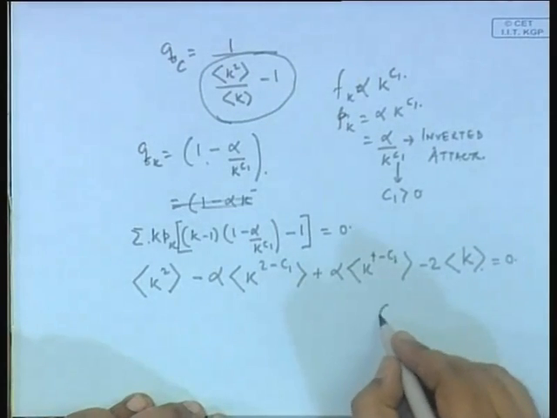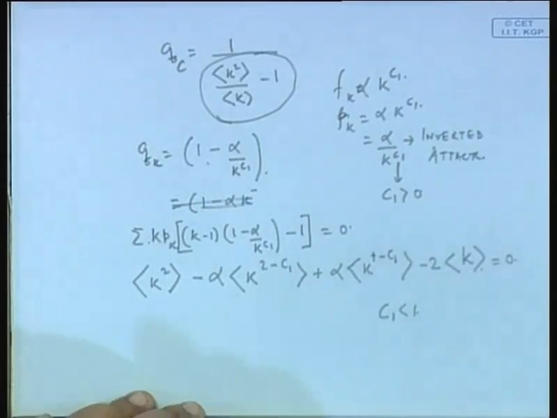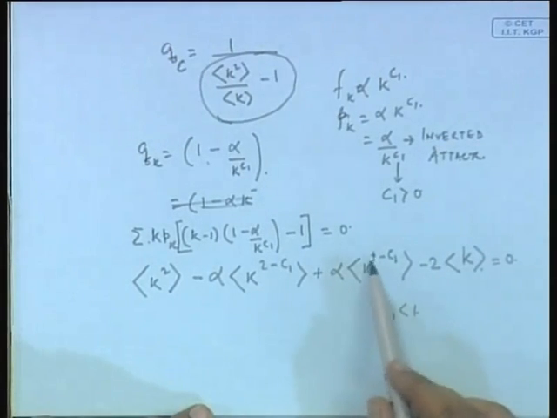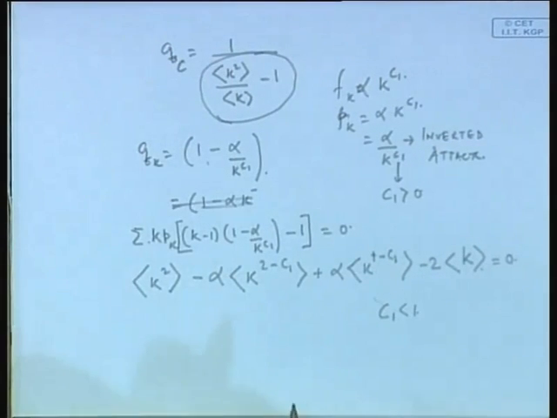So, actually as long as C 1 is less than 1, this equation behaves in a good way, but if C 1 becomes greater than 1, it does not behave very good. Okay. If C 1 becomes greater than 1, there will be a negative exponent here, and this equation will not behave very well. Okay. So, is this clear?